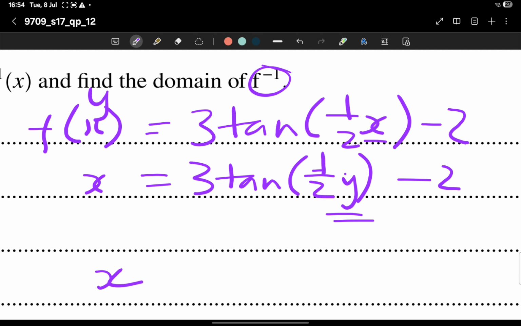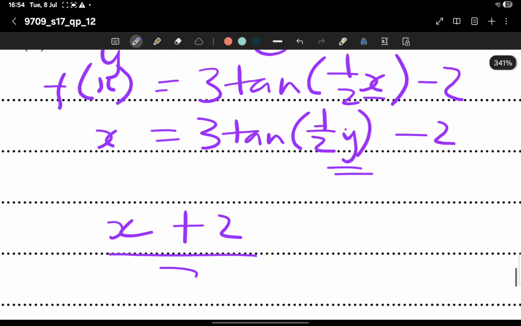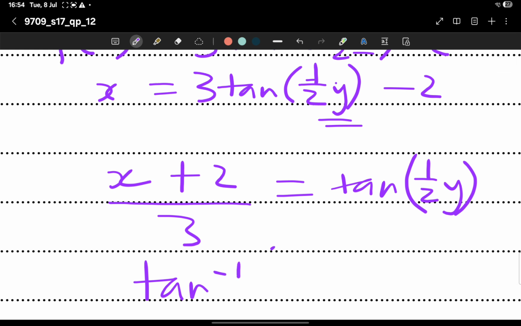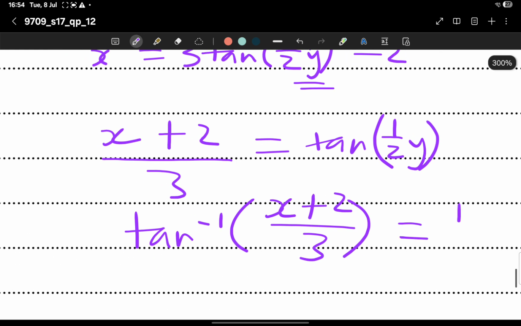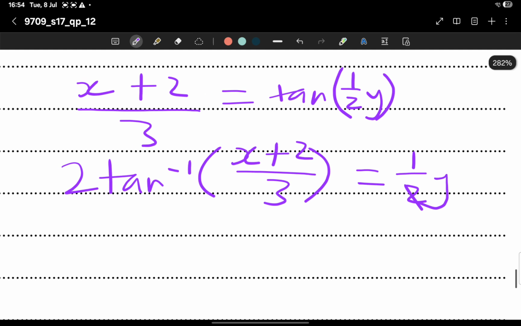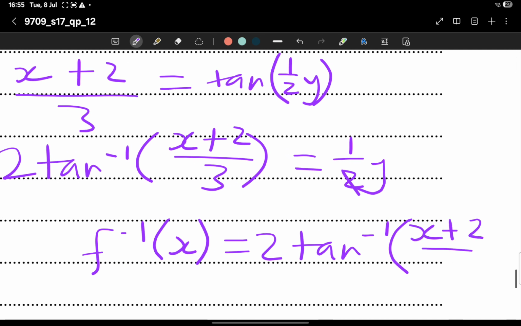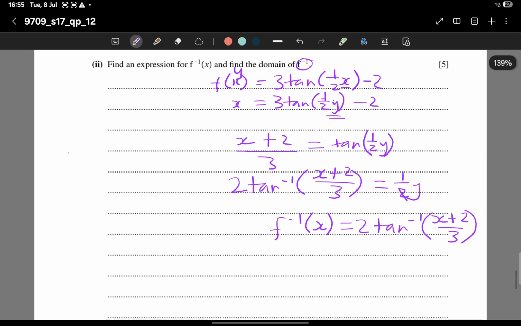So it will be (x + 2)/3 equals tan(y/2), like that. And tan inverse of (x + 2)/3 will be equal to y/2, and multiplying both sides by 2, we will get our y to be 2 arctan((x + 2)/3), and this will be the expression for the inverse function of the given expression there, right? And that will be that.